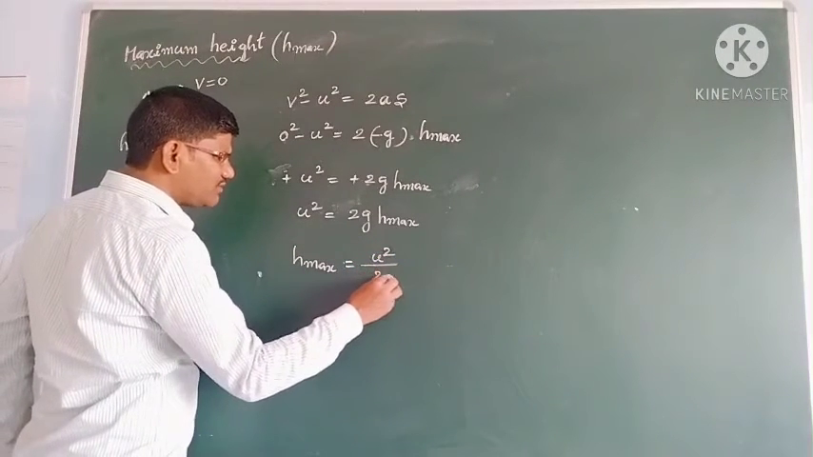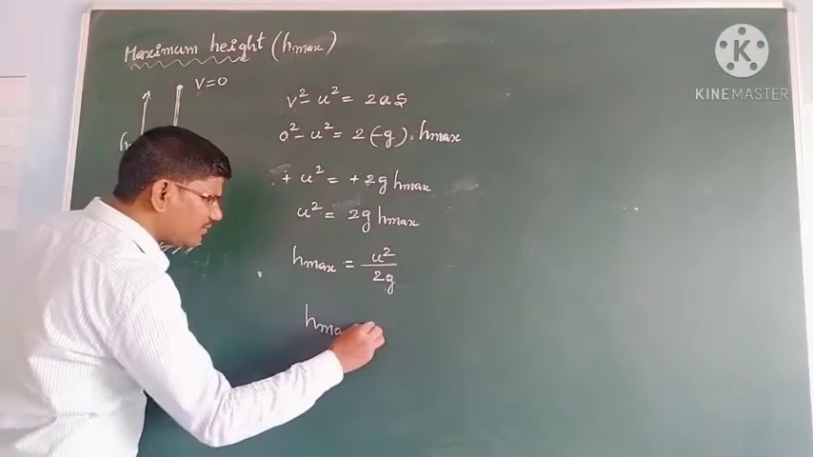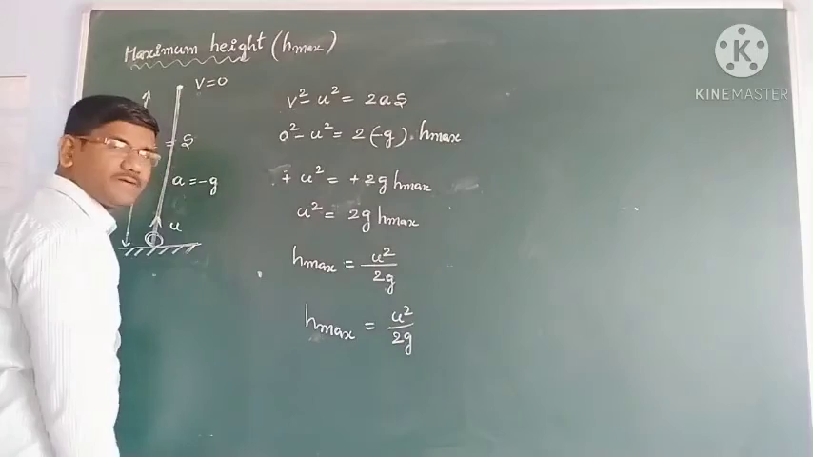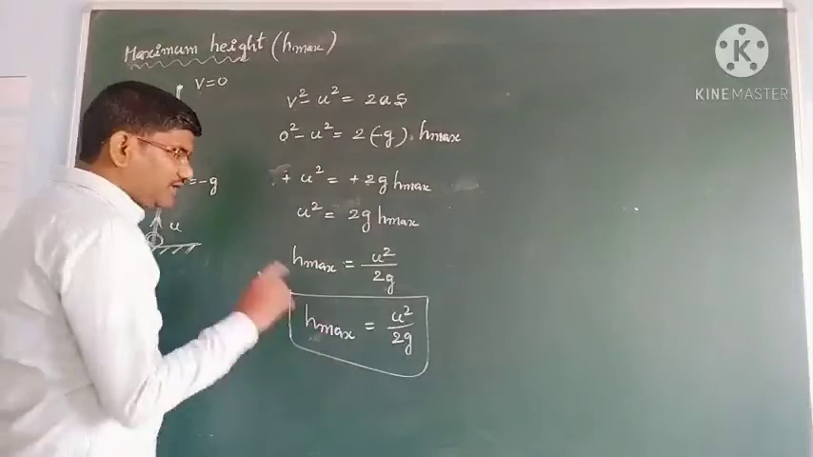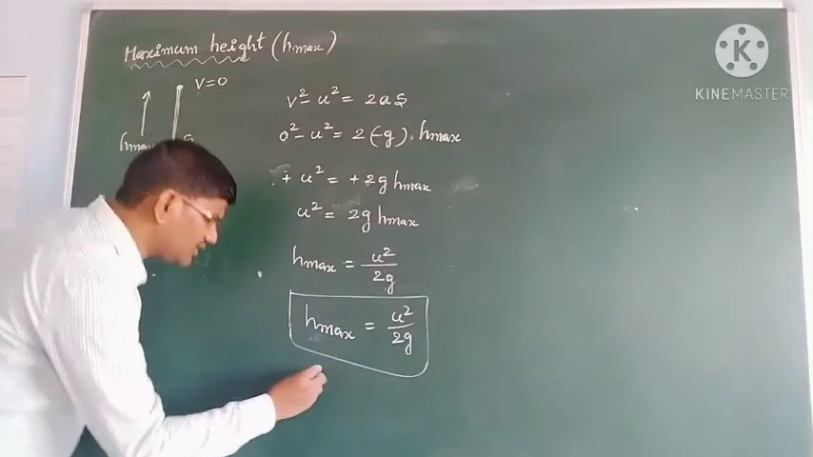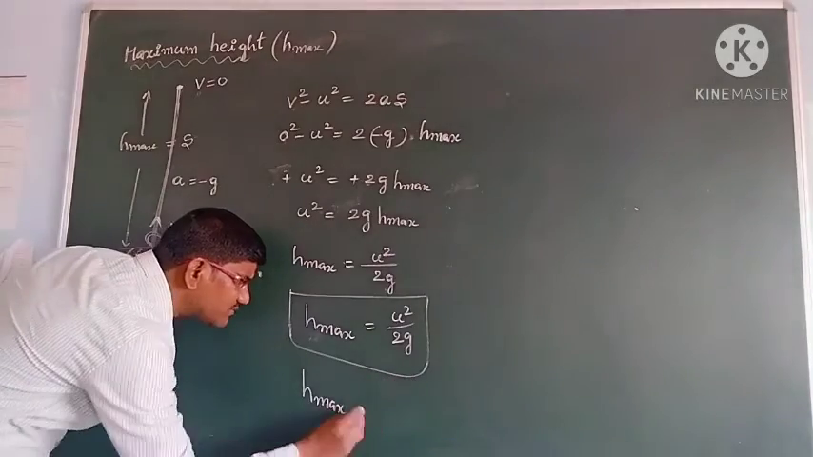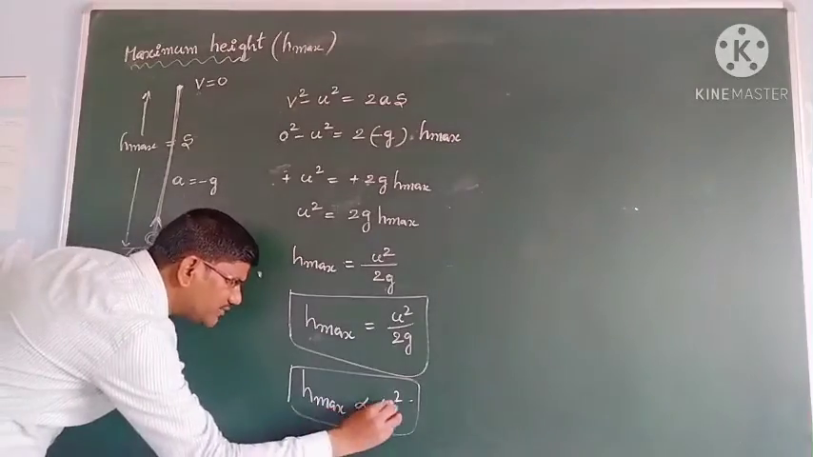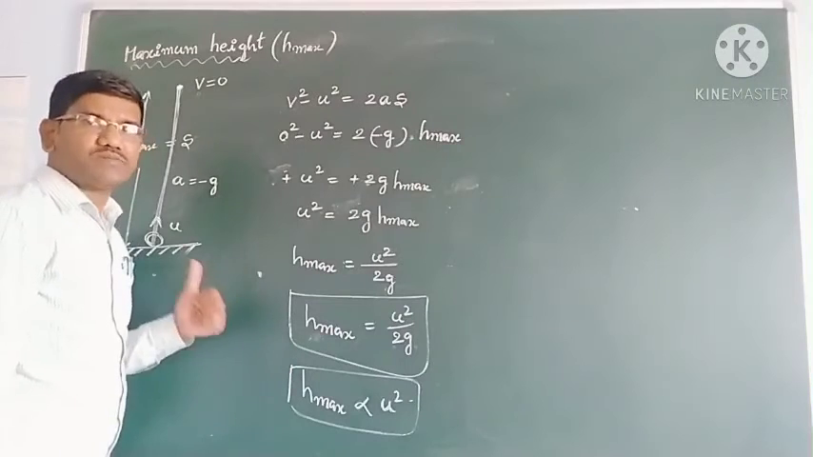Then h maximum is equal to u square by 2g. So the maximum height attained by the object is equal to u square by 2g, we got it. Okay students, and if you make g constant and 2 is constant, then the maximum height h maximum is directly proportional to u square. The maximum height attained by an object is directly proportional to the u square. Okay students, this is the formula for maximum height attained.